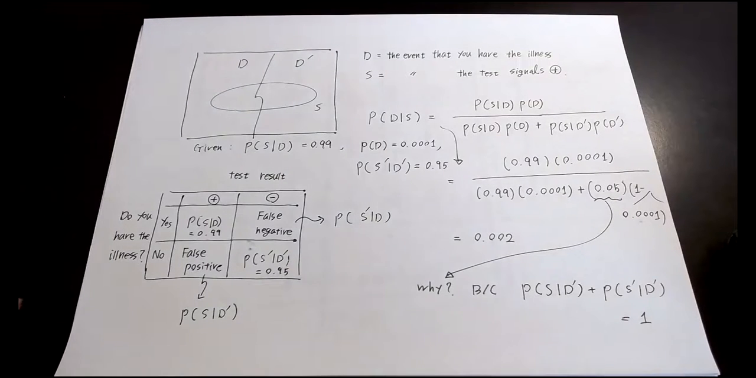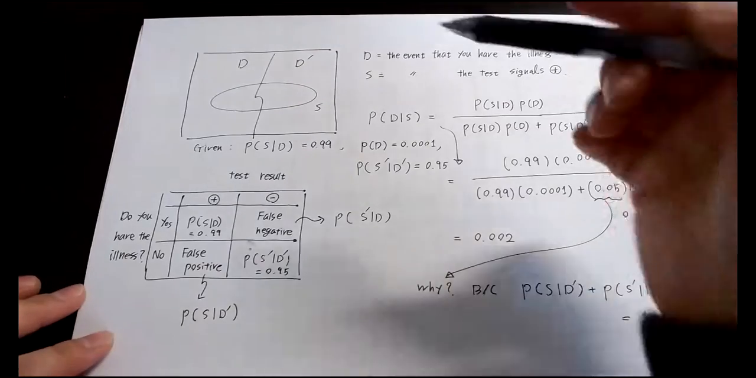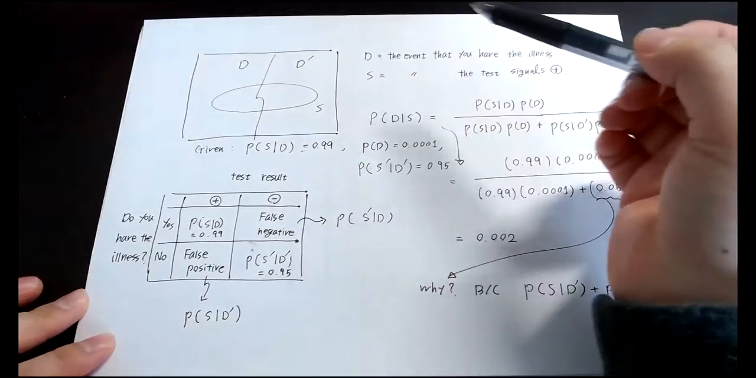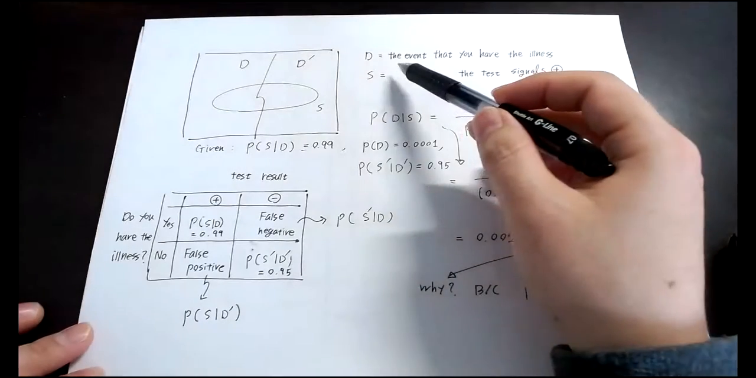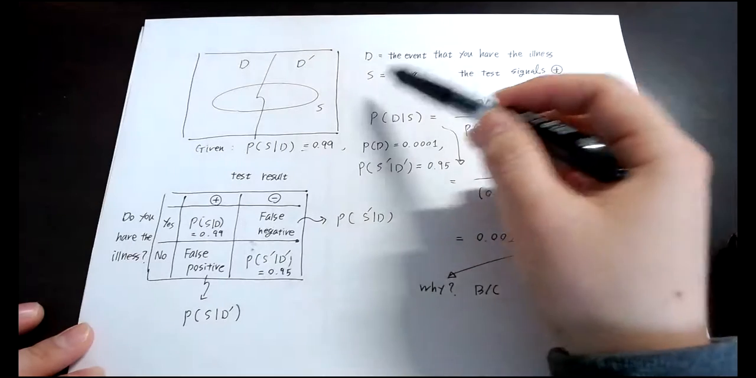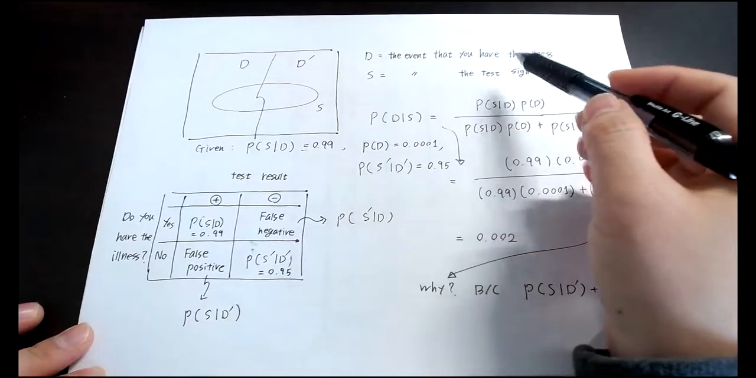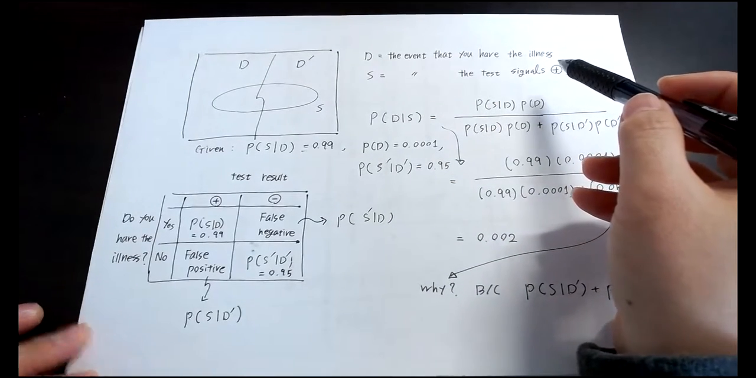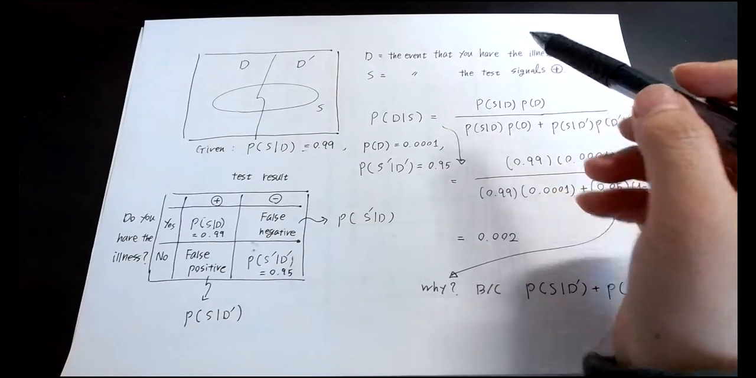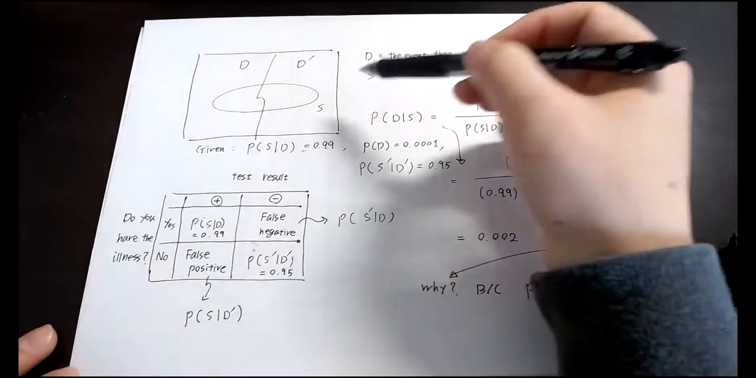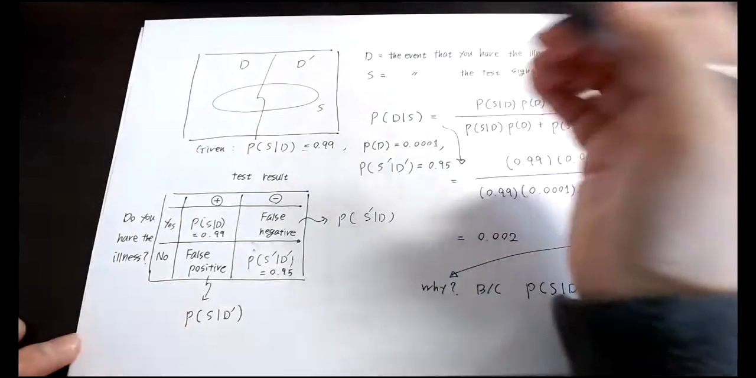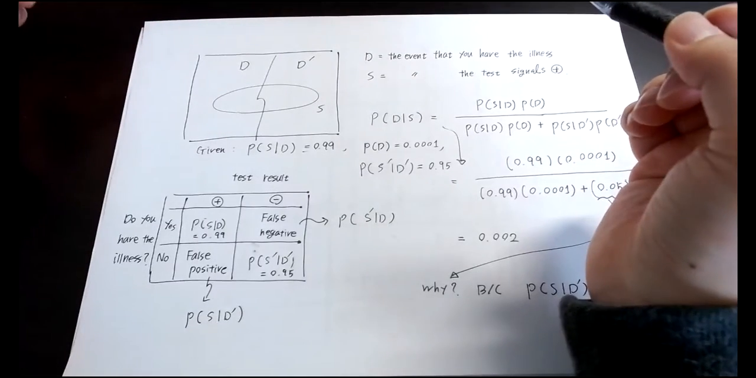All right, let's see this problem, example 2.27. First I draw the Venn diagram, and let's say a capital letter D denotes the event that you have the illness, and capital letter S denotes the event that the test signals positive. Normally the capital letter S is used to denote the sample space, but in this example I use it because the problem uses that letter. So the given information is as follows.